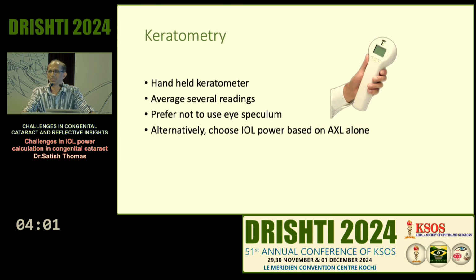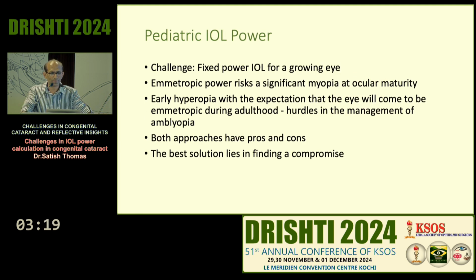Keratometry, again, it's usually done on table just before the surgery. So therefore, we need a handheld keratometer to do the measurement. Again, average out several readings because these really small eyes will have a very steep keratometry, which will again flatten out as the child grows up. And try not to use the eye speculum because the speculum can alter the keratometry. Alternatively, we can choose the IOL power which is not based on keratometry, which is based on axial length alone. So these are how the errors of keratometry are avoided.